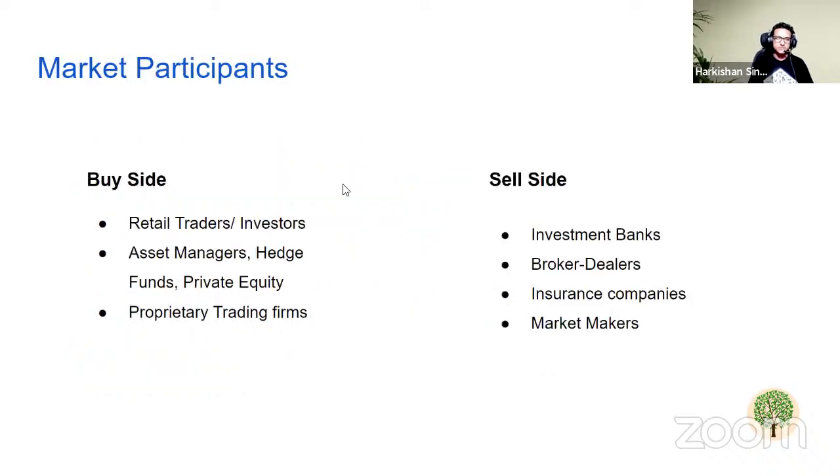Okay, so market participants. Who are the main market participants that take part in making the market? There is a buy side and there is a sell side. On the buy side, you have retail traders, investors, asset managers, hedge funds, private equities, proprietary trading firms. On the sell side, as I have said, those are usually the banks, the broker dealers, the insurance companies, market makers. You can classify any market participant into these two sides: either they're on the buy side or the sell side.